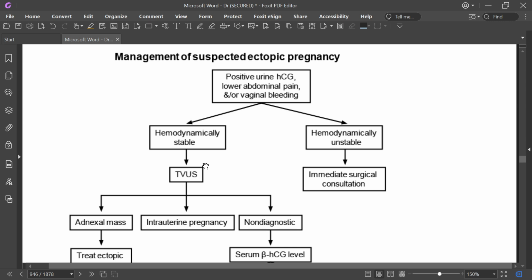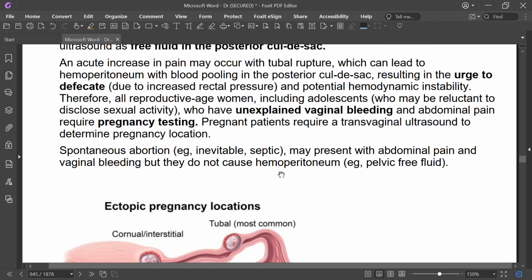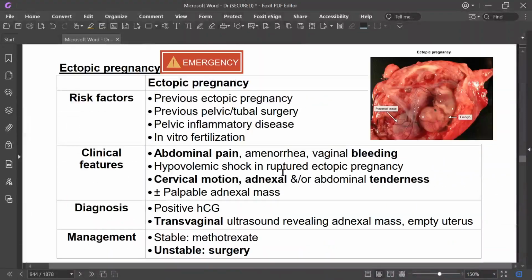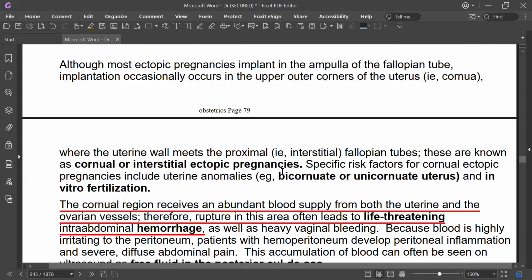Management of suspected ectopic pregnancy. Risk factors are prior ectopic, multiple prior ectopics, previous pelvic or tubal surgery, IVF, and PID.